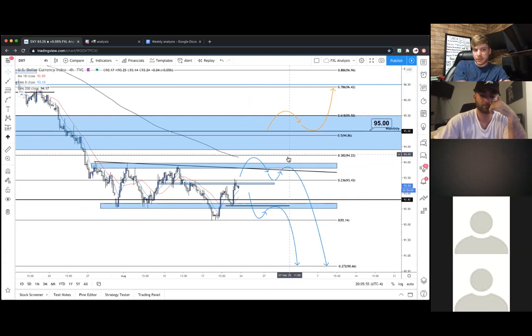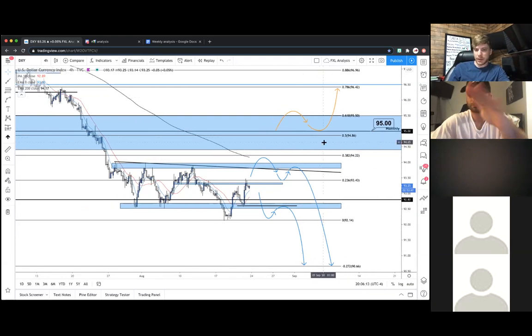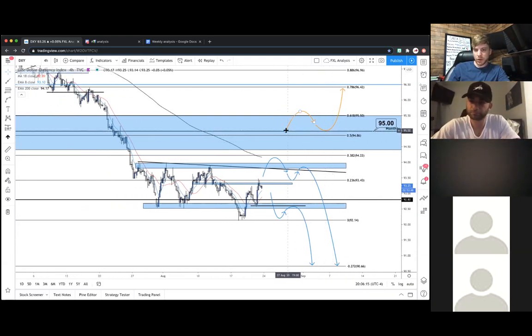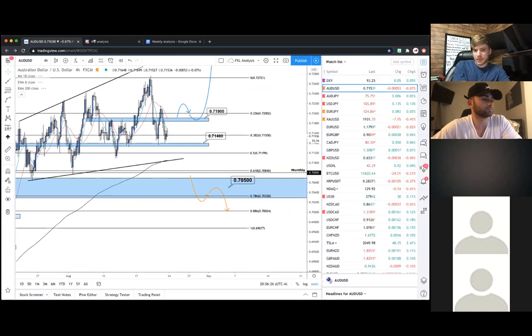But for us to consider a change in sentiment back to the bulls, we really need to see a break of this monthly zone, break and retest confirmed by a higher low. We want to get above 95 flat. So a break, retest, confirmed higher low, then our sentiment can change back to bullish, okay? But as long as we remain below this monthly zone, we are very much bearish, and that's what we're looking for this week. Pretty much just more bearish movement on DXY, okay? So with that said, let's go ahead and move on to our next pair, AUD USD.